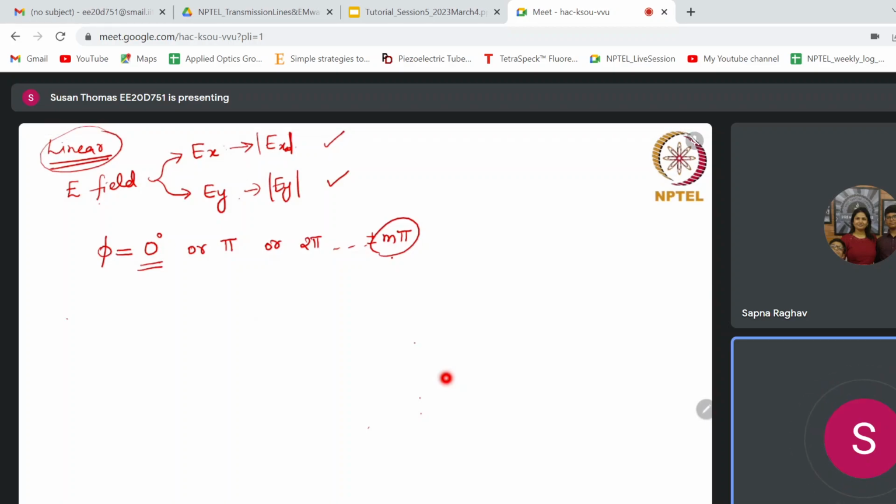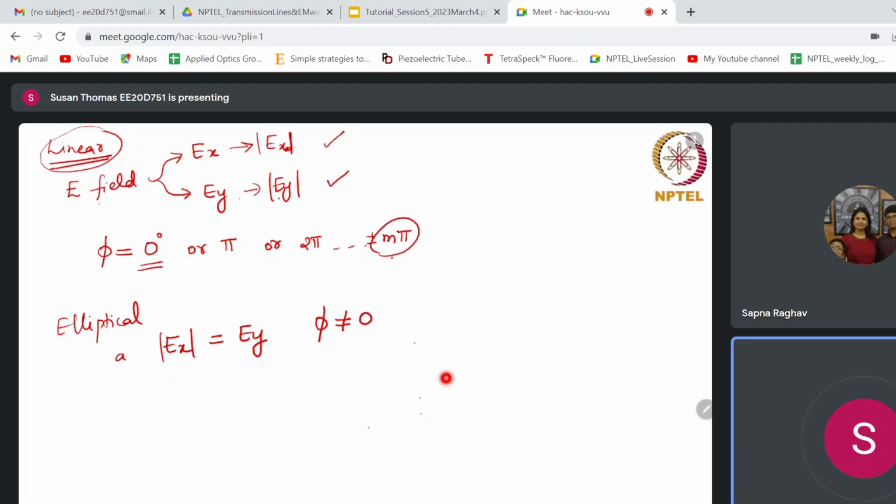Next is elliptical polarization. So how do you define an elliptical polarization? This magnitude of Ex and Ey, Ex magnitude is equal to Ey magnitude, but the phase is not equal to 0.